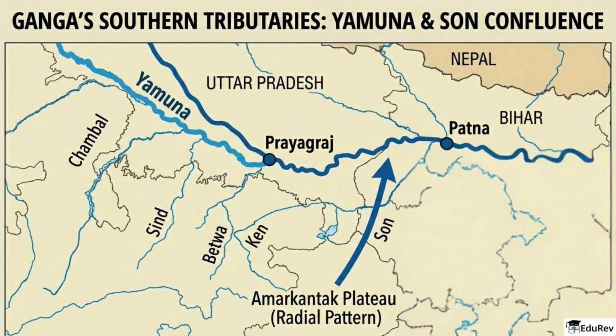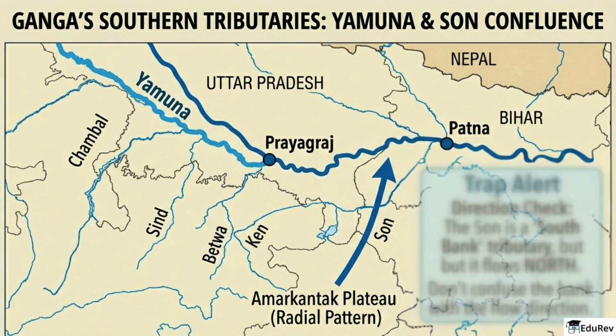Now let's organize the southern tributaries of the Ganga, especially Yamuna and Son. The Yamuna is the major southern tributary that joins the Ganga at Prayagraj. And along the Yamuna system, you should remember the important tributaries shown here: Chambal, Sindh, Betwa, and Ken. Then comes the Son. The Son rises from the Amarkantak plateau, and that matters because Amarkantak is associated with a radial drainage pattern.